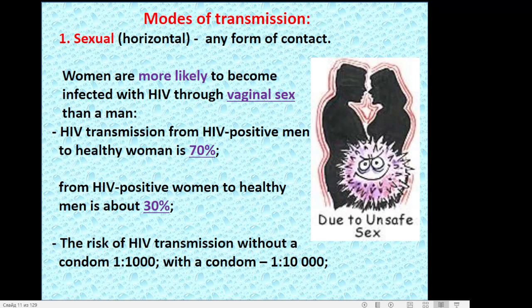What is the vector of transmission today? The dominant one is sexual transmission. For today, it is usual heterosexual contact, non-protected sexual contact. That is the main usual variant of sex, when one of the partners is infected with HIV.